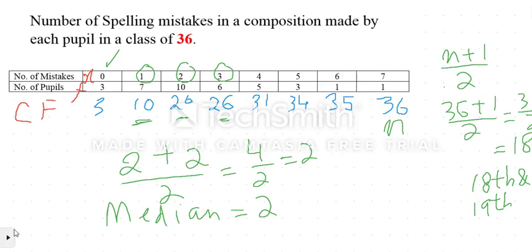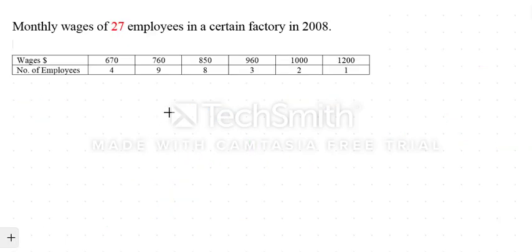Now let's come to the next example. Again, we have a frequency table. In the previous frequency table, there were 36 numbers, which is even. Right now we have 27, so we have an odd number of values. The question is about the monthly wages of 27 employees in a certain factory in 2008. These are the wages and these are the number of employees. First of all, let me call the wages X and the number of employees F.